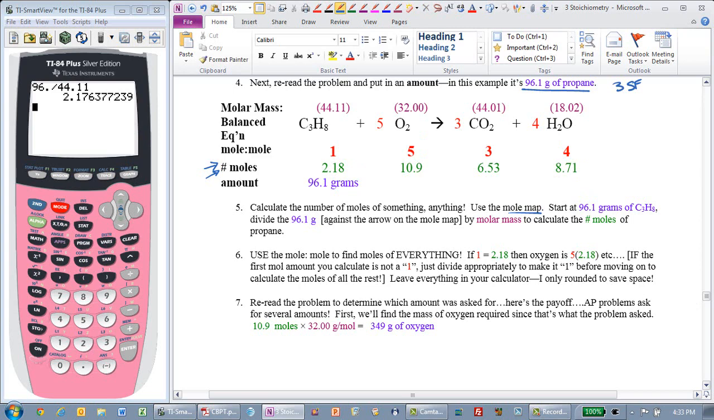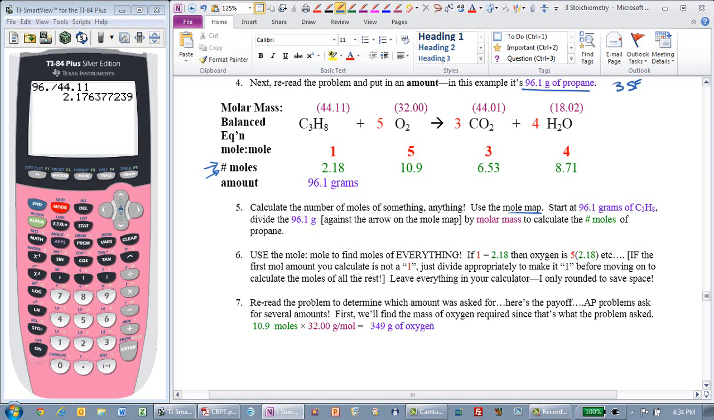So reread the problem, and determine which amount was asked for. So here's the payoff. AP problems are going to ask for a bunch of different things, so this method may seem like it takes longer if you're looking for a single thing when you're doing homework, but I need you to have just a tad of faith in me that my students did really well on the AP exam, and I want you to do really well on it. And being able to do this, you'll be so much faster than everybody else who's cranking out all that dimensional analysis through a 5-step AP problem.